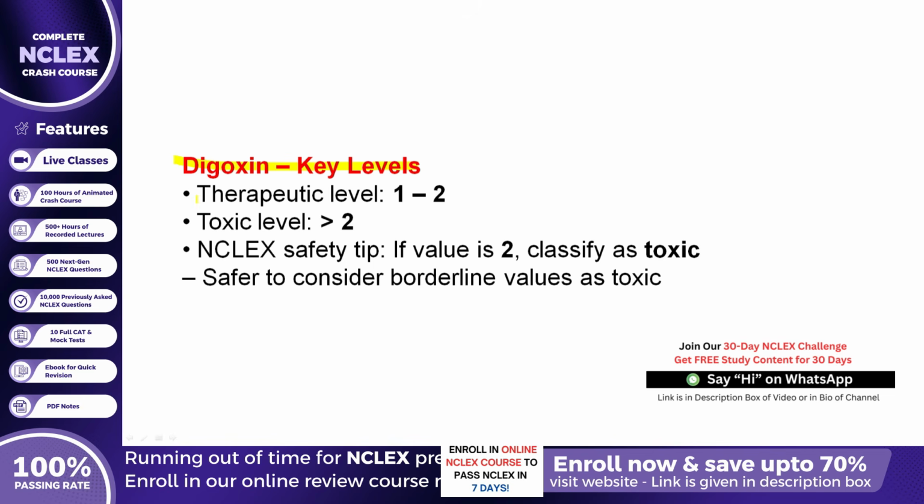The therapeutic level is 1 to 2, and that is the range NCLEX expects you to know. The toxic level is anything greater than 2, making elevated numbers very important to identify. The NCLEX safety tip is that if the value is 2, classify it as toxic, because that keeps the client safest during the exam. It is always safer to consider borderline values as toxic.